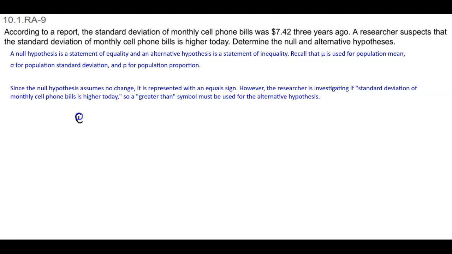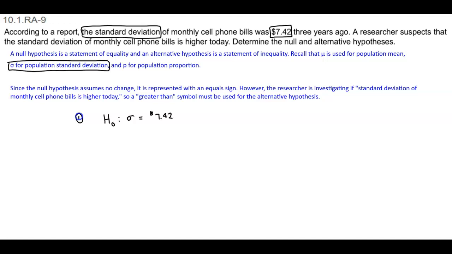So let's go ahead and write that. So the null hypothesis is an H with a subscript 0. Okay, and it's telling us that they're dealing with the standard deviation. So remember that the standard deviation symbol is sigma. So the equality is always going to be in the null hypothesis. And the value that we're dealing with is $7.42. So that means that the standard deviation for the null hypothesis is going to equal $7.42.